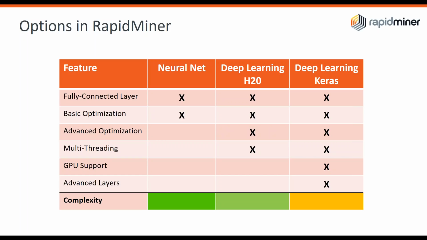And then if you want to play around with advanced layers and you need GPU support to really take advantage of the hardware you have and throttle down all the data through your network, then you might want to try out the Keras deep learning extension. But as you might have guessed already, since we have multiple types of layers and things we can set up for them, it's a bit more complex.